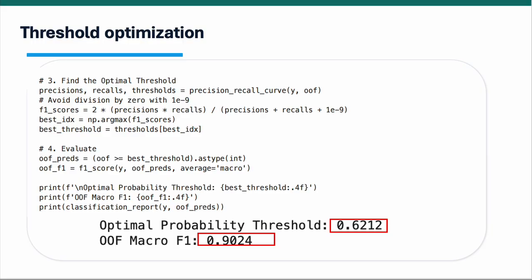To ensure robustness, we use 5-fold stratified cross-validation. Stratification preserves class proportion in each fold. For each fold, both models were trained and out-of-fold probabilities were collected and averaged. The final out-of-fold macro F1 of 0.9024 reflects stable performance across partitions, not just one favorable split.